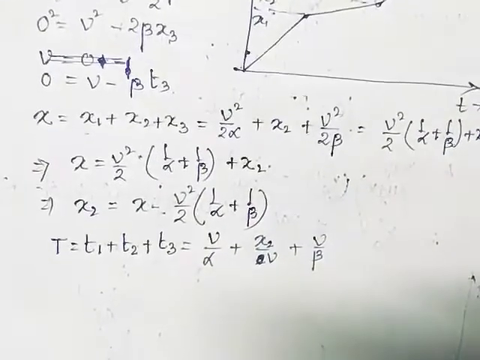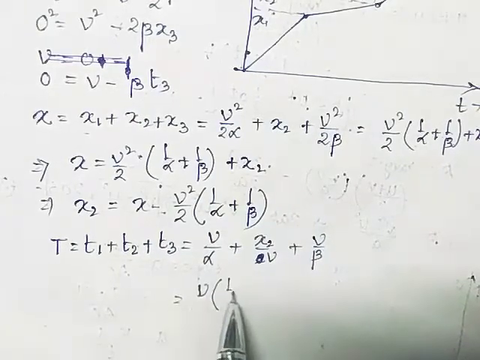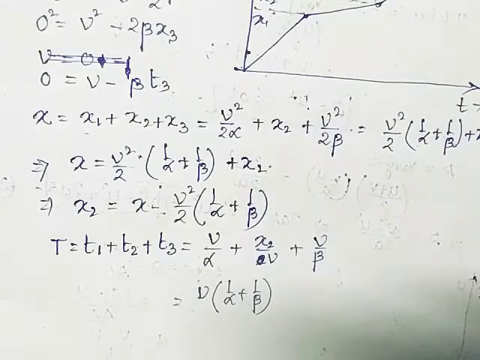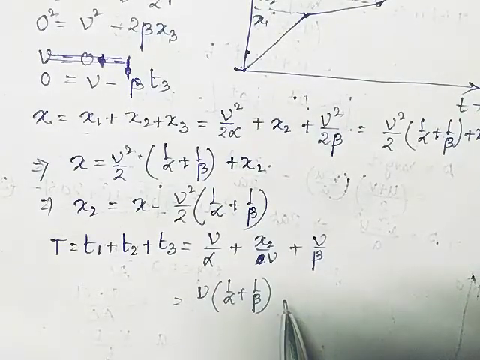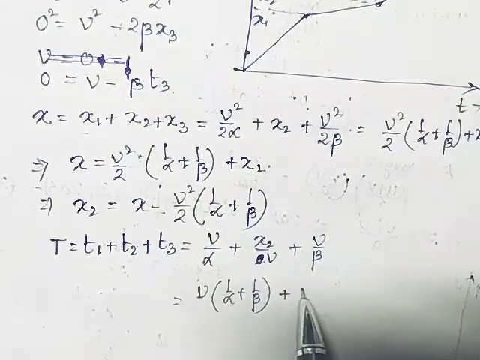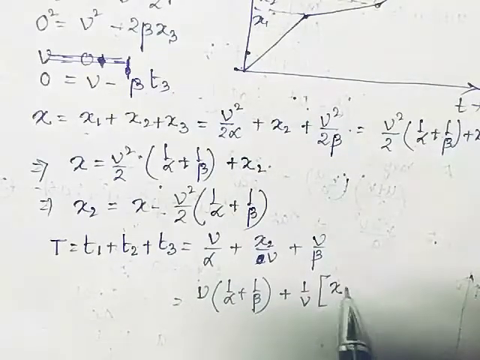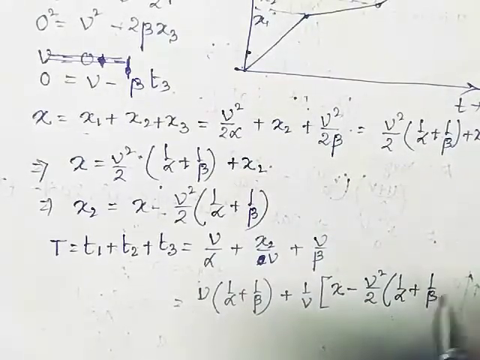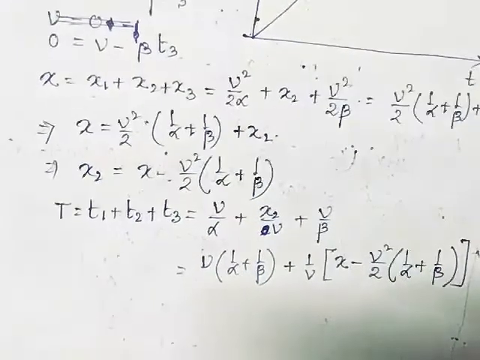So if I just accumulate these things, if I take v common, it will be 1 by alpha plus 1 by beta. Now if I put the value of x that we have just derived here, it will be 1 by v into x minus v square divided by 2, into 1 by alpha plus 1 by beta.